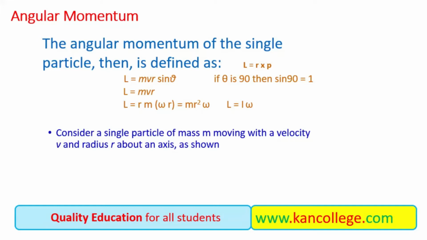Consider a single particle of mass m moving with a velocity v and the radius r about an axis as shown. If this particle of mass m is moving with a speed v, then it has a momentum represented by the vector p.